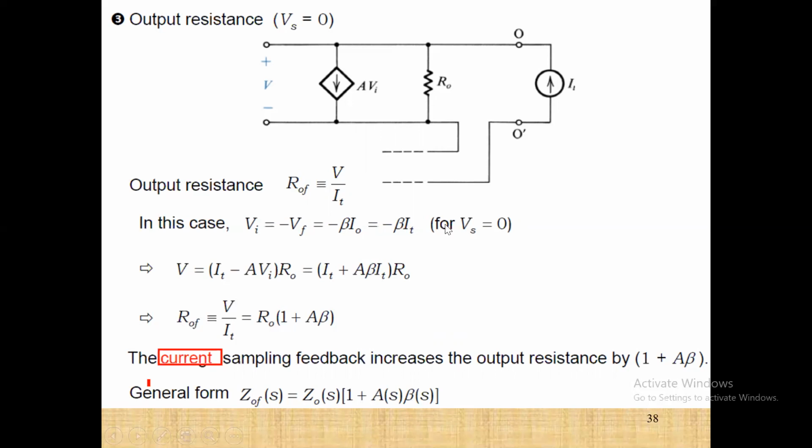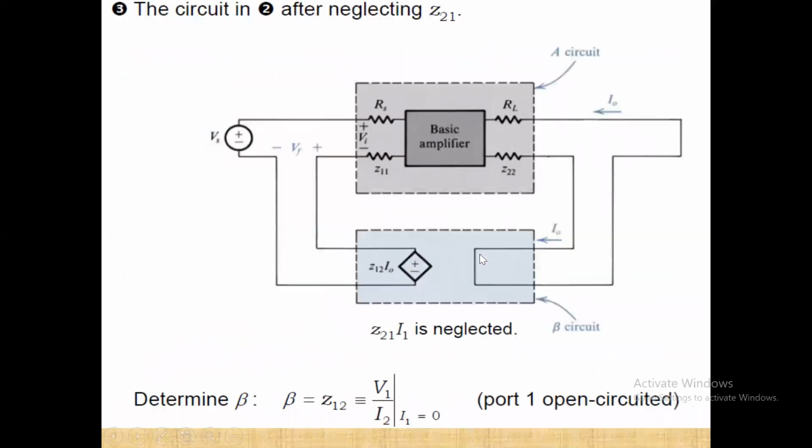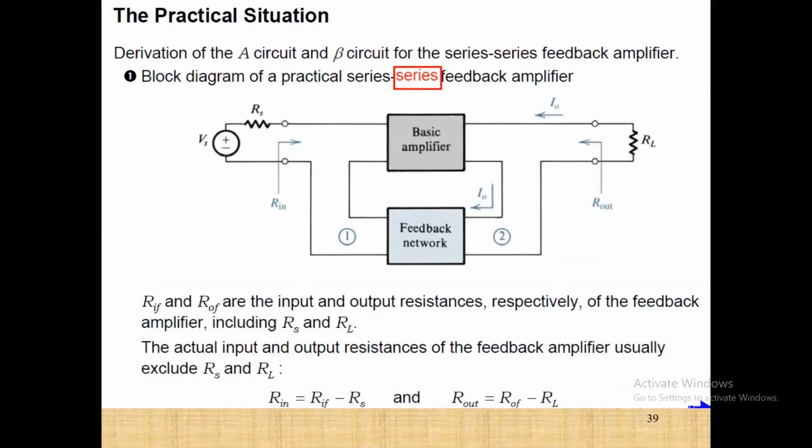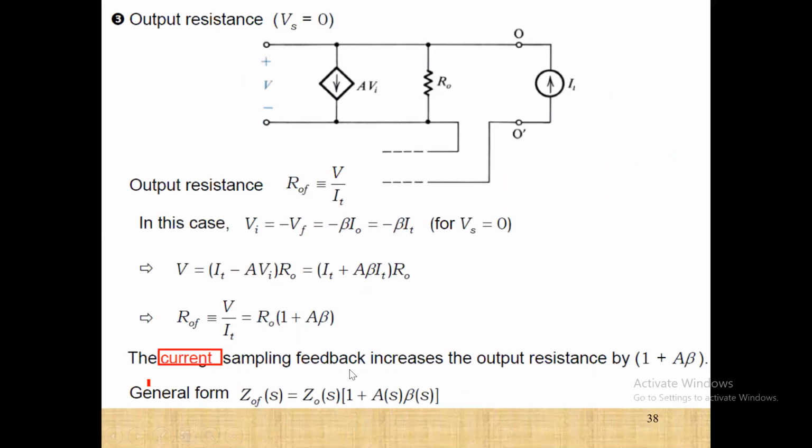So thus the current sampling which we are doing at the output side, this is current sampling, this is voltage mixing. This current sampling in the feedback increases the output resistance by the factor 1 plus A beta. So the general form of the output impedance is ZOF, with feedback, as a function of the Laplace operator, equal to Z naught without the feedback multiplied by 1 plus A beta.